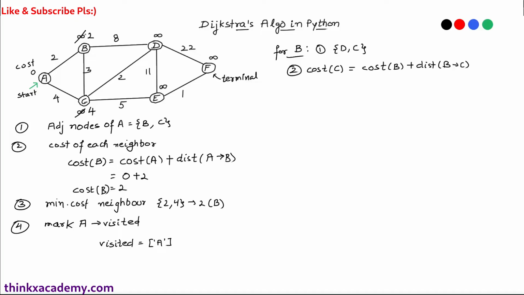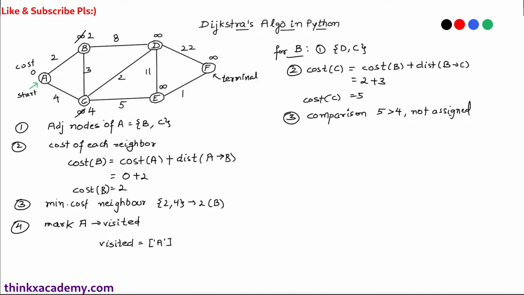Now you can see that the cost of B is actually 2. So I'm going to write here 2 plus the distance from B to C, which is 3. This will give me a result of 5, so the cost of C is going to be 5. Now C already had a value of 4 and the value we have calculated now is 5, so we need to do a comparison. 5 is greater than 4, so we are not going to assign it the value. I'm just going to write here: not assigned.